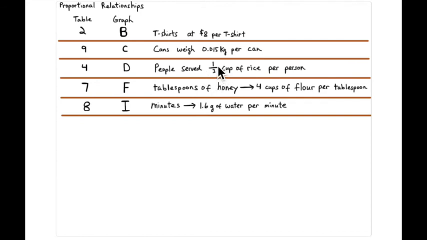People served are 1/3 of a cup of rice per person. Tablespoons of honey is 4 cups of flour per 1 tablespoon. So these are unit rates. What's happening per unit: per t-shirt, per can, per person, per tablespoon, and the last one's per minute. 1 6/10 gallons of water per minute.